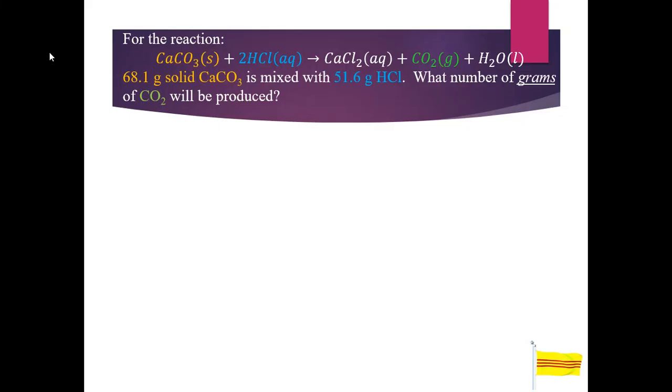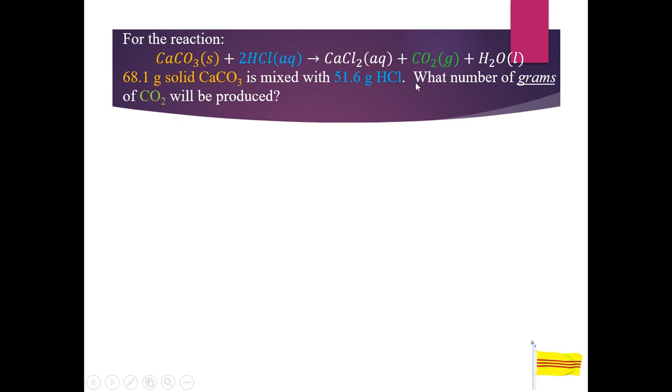All right, so in this particular limiting reactant example, you have calcium carbonate reacting with hydrochloric acid to produce calcium chloride, carbon dioxide, and water. So the problem essentially gives us two values to start with, 68.1 grams of calcium carbonate, and then it's going to react with 51.6 grams of hydrochloric acid.